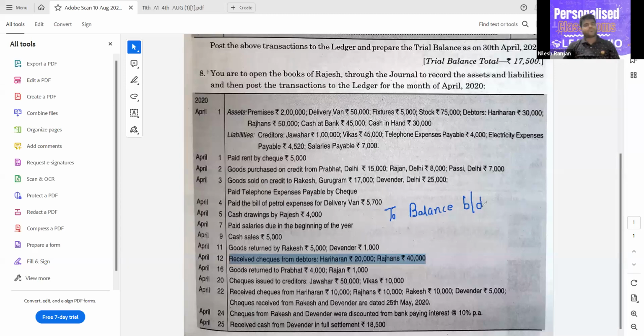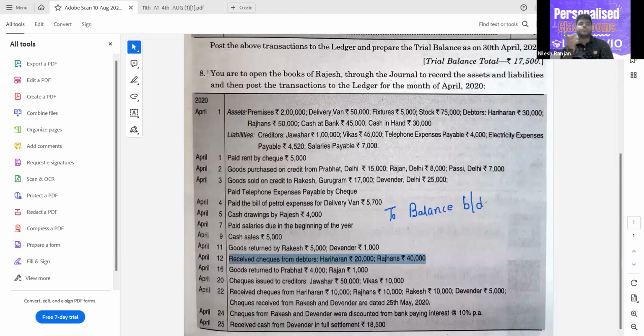Yes. And on the telephone expenses payable account on the credit side, we will write by balance BD 4,000. And on electricity expenses account on the credit side, we will write by balance BD 4,520. Yes, sir. Salary payable account, we will write on the credit side by balance BD 7,000.